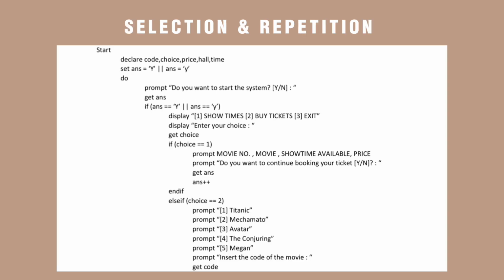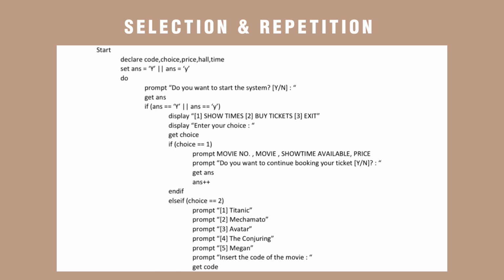Now let's start with pseudocode. First we start the pseudocode and we declare code, choice, price or time, and then we set ans is y. The first one we do the repetition, which is we use do while y, and then we prompt do we want to start the system. If the ans is yes, it will display show times, buy tickets, exit. We will display enter your choice, get choice.